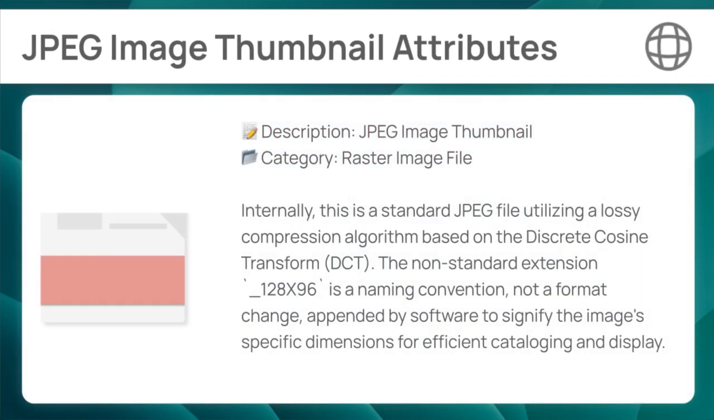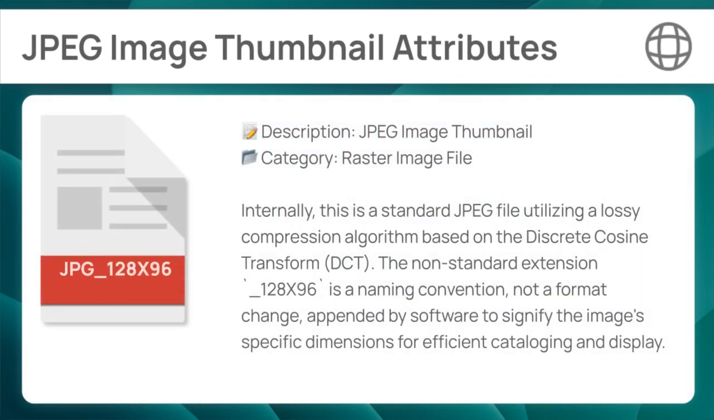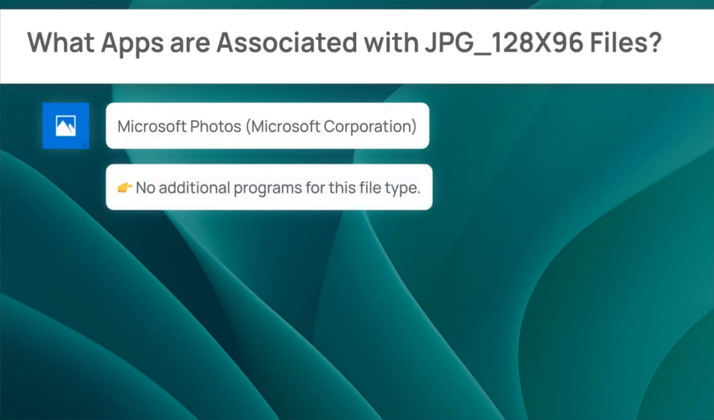Internally, this is a standard JPEG file utilizing a lossy compression algorithm based on the Discrete Cosine Transform, DCT. The non-standard extension, 128x96, is a naming convention, not a format change, appended by software to signify the image's specific dimensions for efficient cataloging and display. The guiding principle for opening JPG 128x96 is to use Microsoft Photos from Microsoft Corporation.